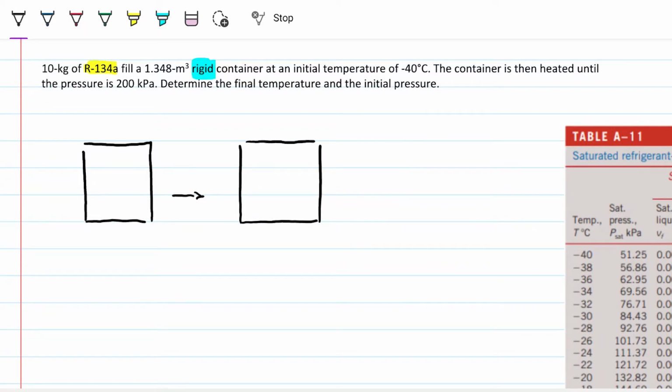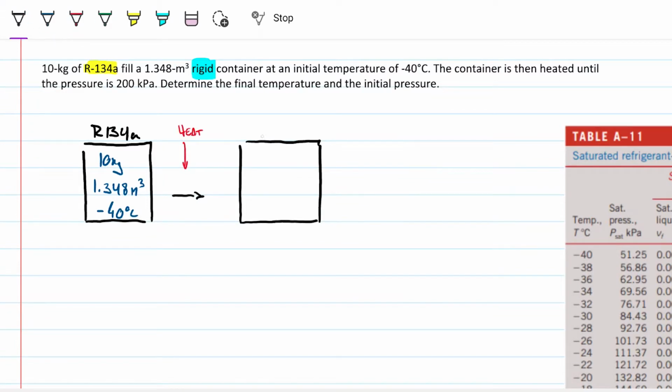And we're going to have 2 states, right? In both states we have the same R134a. And in the first state we have 10 kilograms. We have a volume of 1.348 meters cubed. And we also know that the temperature here is minus 40 degrees Celsius. And on this side, so we're adding heat, right? So we're putting some heat in.